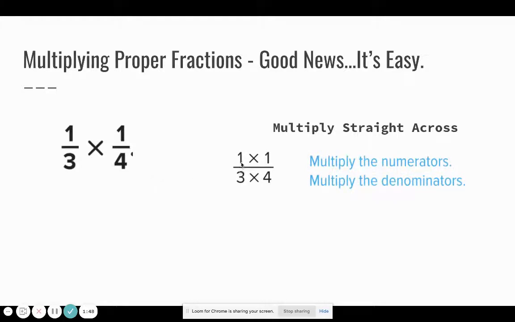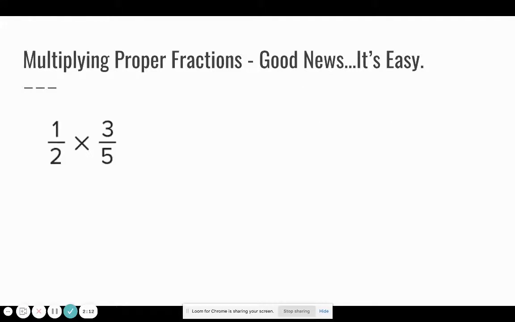So that looks like 1 times 1 as we multiply the numerators, and 3 times 4 as we multiply the denominators. 1 times 1 is 1. 3 times 4 is 12. My answer is 1/12. That's it. Then you simplify if you can. In this case, 1/12 does not reduce, so my answer is 1/12. Again, all you do is multiply straight across.